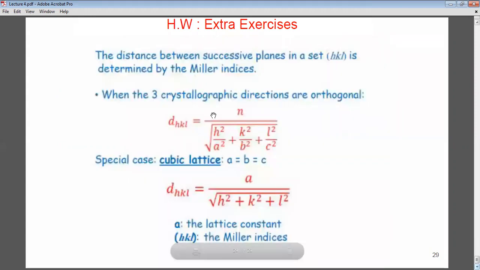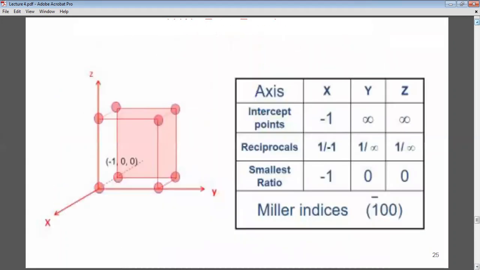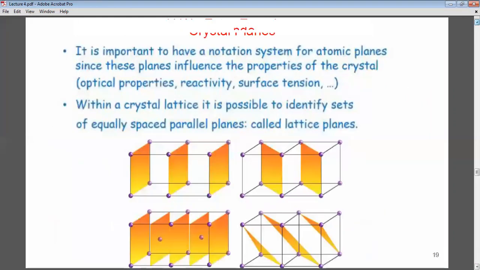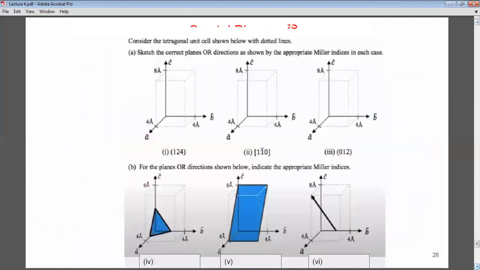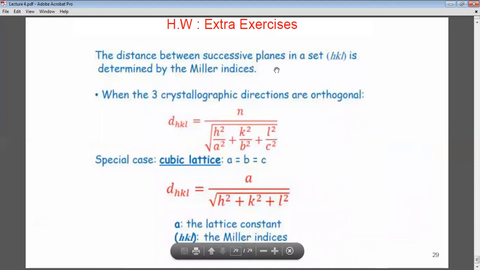The very last thing is the distance between successive planes. That is, if I give you two successive planes, like what we saw here. These two are called successive planes, which means they come right next to each other. These two are not successive planes, because there is one plane in the middle. The distance between two successive planes in a set (hkl) is determined by the Miller indices.